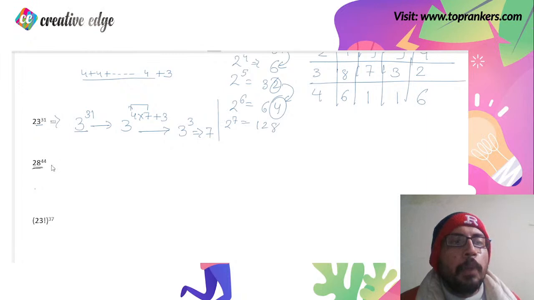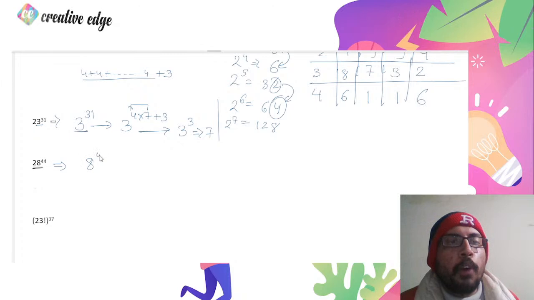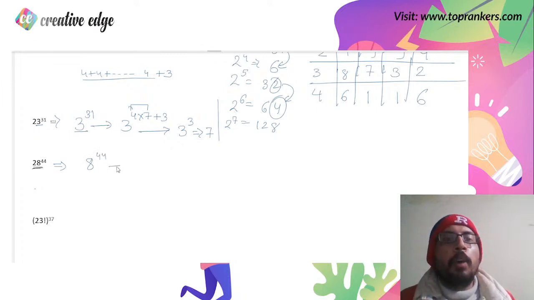Then 28 to the power 44. So 8 to the power 44. 8 to the power 44 is 8 to the power 4 into 11. Now since there is no remainder, you will be writing it plus 0.